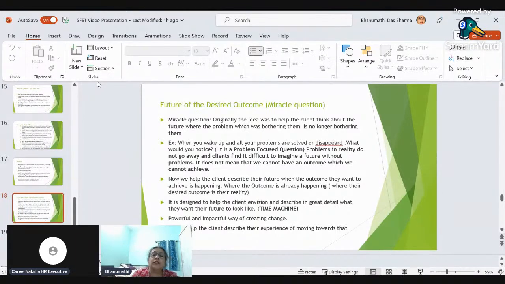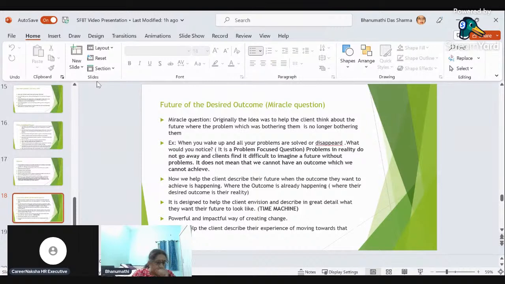So that is called transformation or change. The old version and the new version. And it is a powerful and impactful way of creating change. It is to help the client describe the experience of moving towards the change. So I'll give you a future of the desired outcome.